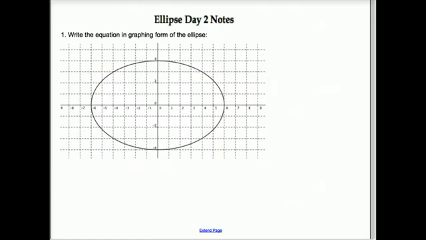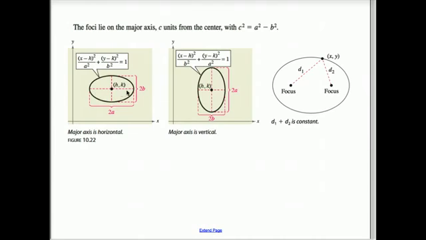So, writing an equation in graphing form of the ellipse. We need a certain minimum amount of information, and what we're going to need right now is to know where those endpoints are, or those vertices. So we call this the vertex of our ellipse, or these are the vertices. Remember that those are from the center, and it's easy to see that the center is at 0, 0. This is 6 units, and that is our a.